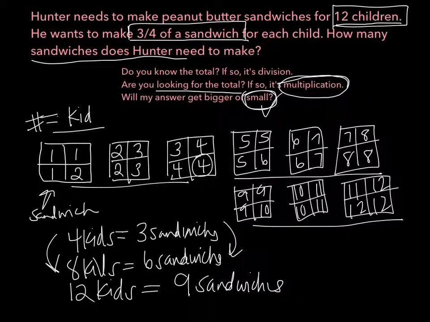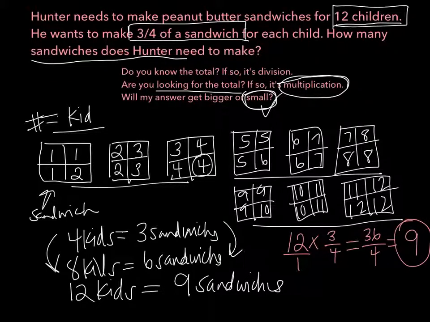And I can check this with the algorithm for multiplication. And we said multiplication order doesn't matter. So in this case, it doesn't matter if I put 3/4 first or 12 first. But this is 12 times 3/4. And with a whole number, I put a 1 under it. 12 times 3 is 36. 4 times 1 is 4. And 36 divided by 4 is equal to 9. So 9 sandwiches.